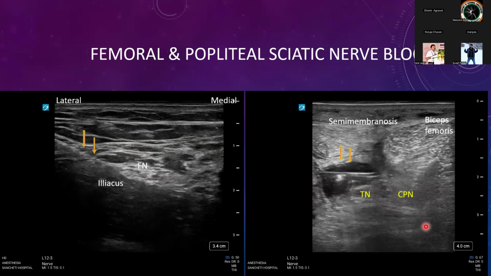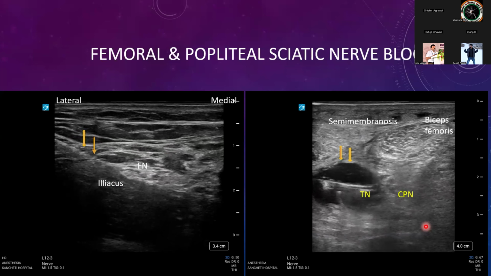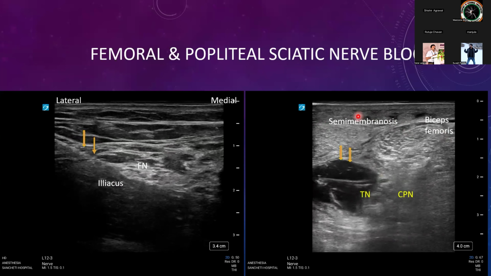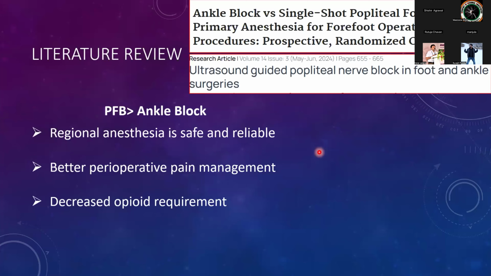And for the popliteal sciatic nerve block, 10 to 12 ml of 0.5% bupivacaine was deposited. We can see that there is a lot of edema in the skin and subcutaneous plane. A literature review comparing the popliteal nerve block with ankle block showed that popliteal sciatic nerve block was much safer and more reliable, with better perioperative pain management and decreased opioid requirement.